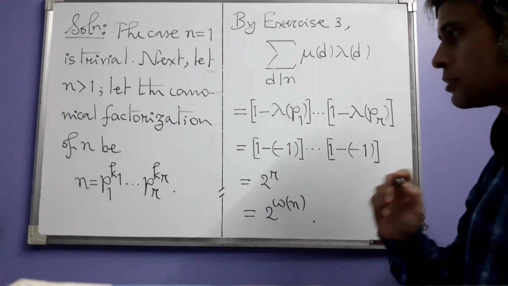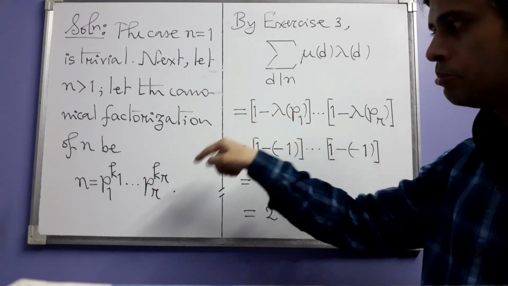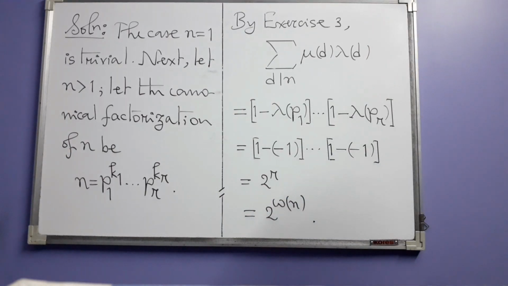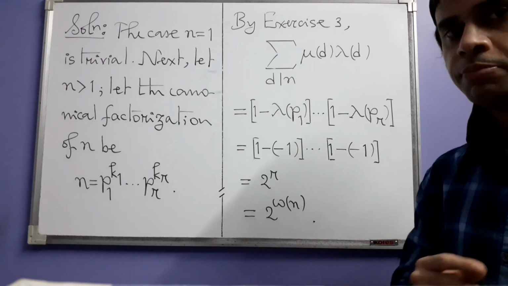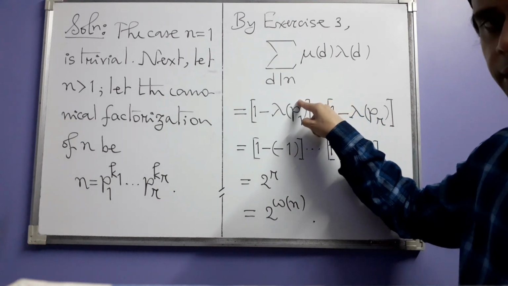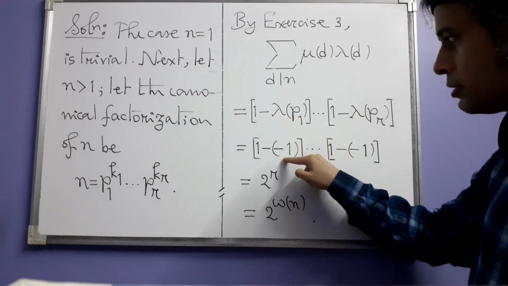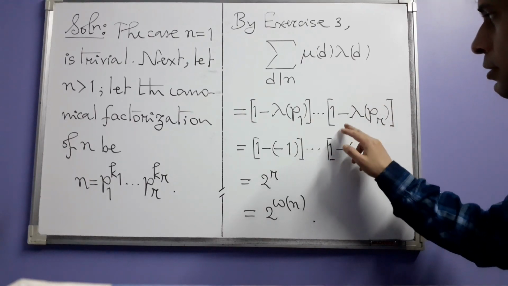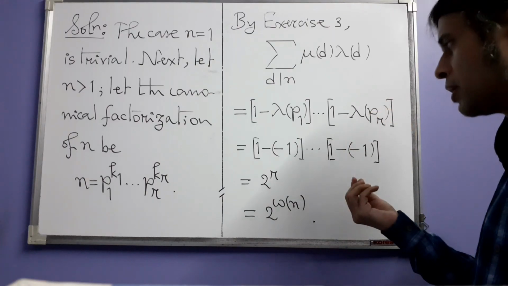Now what do we have in this product? Each factor is 1 minus lambda of pi, a prime in the prime factorization of n. What is lambda of p1? What is the prime factorization of p1? That is p1 itself. And what is the exponent that we have here? What is k1? 1. So that is why by definition lambda of p1 is minus 1. Minus 1 to the power k1 plus k2 up to kr, that thing. All the factors are like that because each one is lambda of a single prime.